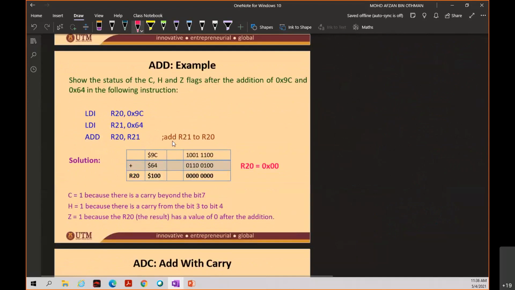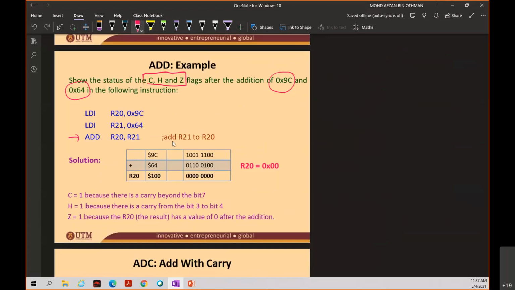Okay, so another example. You're going to show the status of the C, H, and Z flags after the addition of 9C and 64. What are you going to do? In order to add these two numbers, you need to load them to the registers, your GPR, and then by using the ADD instruction, you can add them together. After you write down this program, we are going to find out the status of the C, H, and Z flags.